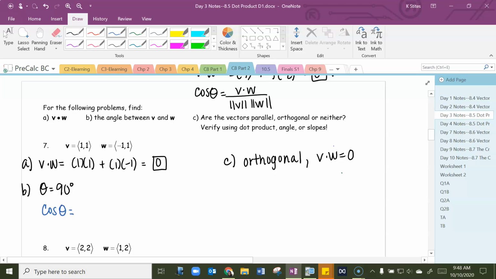Cosine theta equals the dot product of v dot w, well, we just did that, over the magnitude of v times the magnitude of w. Well, the magnitude of v would be the square root of 1 squared plus 1 squared, that's square root of 2. And for w, it's going to actually be the exact same thing, right? So times root 2. Well, 0 over root 2 times root 2, that's just 0. So this is saying, hey, if cosine is 0, what is theta? And it would be 90 degrees. We know that from our unit circle.